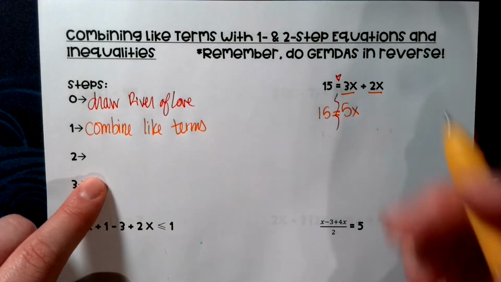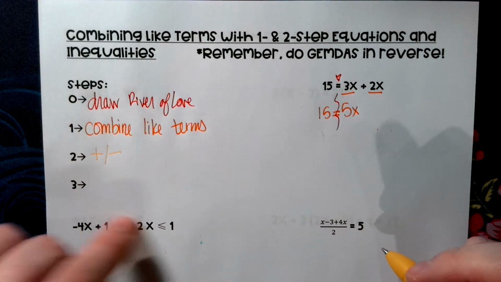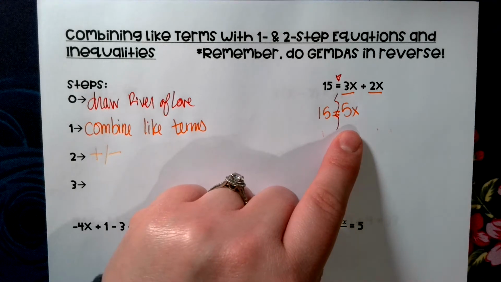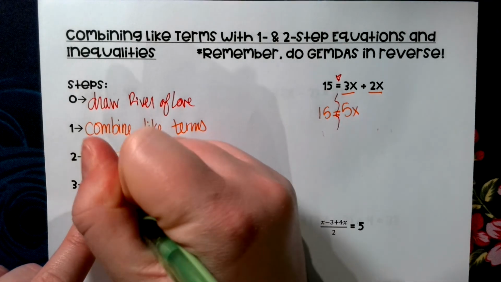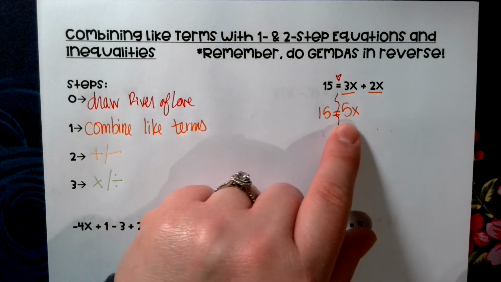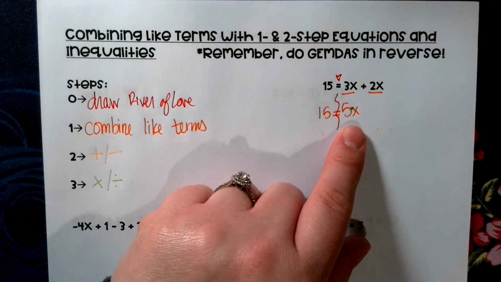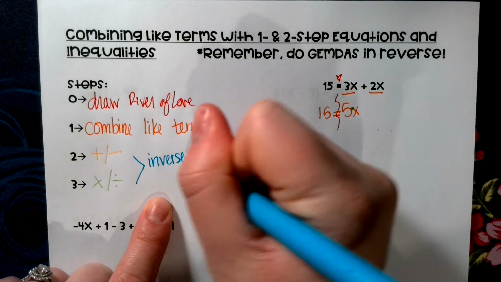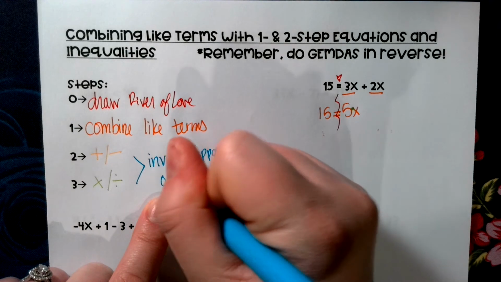After you combine those like terms, remember GEMDOS reverse. So we're going to add or subtract. Is there any adding or subtracting to do here? There is not. So then we go to the multiplying or dividing. What operation is it when they're side by side like this? That's multiplication. And like we said before, when we're doing these two steps, we need to do inverse or opposite operations.